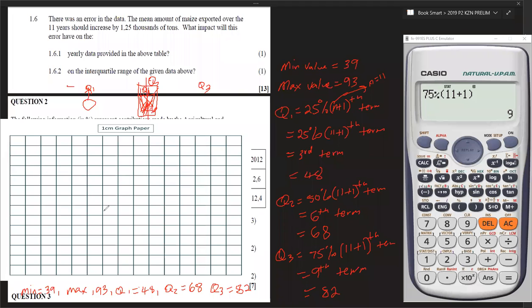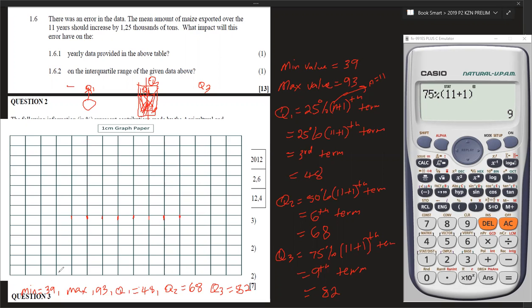Awesome. So before I draw a box and whisker, I need to determine the scale that I'm going to use, right? I'm seeing that the smallest value is 39 and the biggest is 93. So going up in tens would make more sense to me, right? So obviously I'll start at 30 because the smallest is 39. So my 30 will be here. My 40, 50, 60, 70, 80, 90, 100, right?